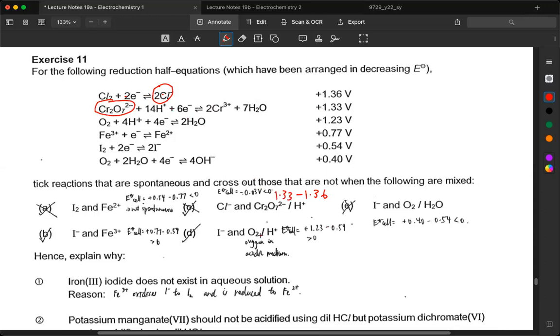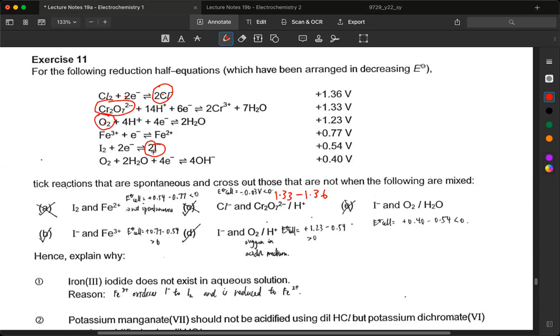The next one, D, I minus is here. So I circle here. Then O2, O2 and H plus. So it's here. All right. So it's reduced first. So 1.23 minus 0.54. More than 0. Good.